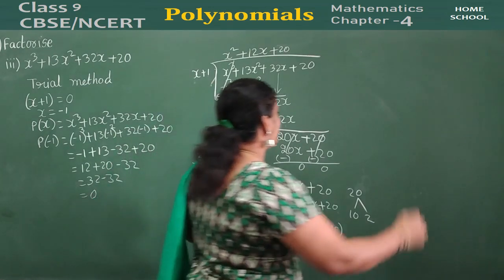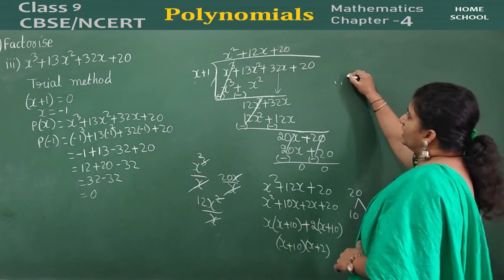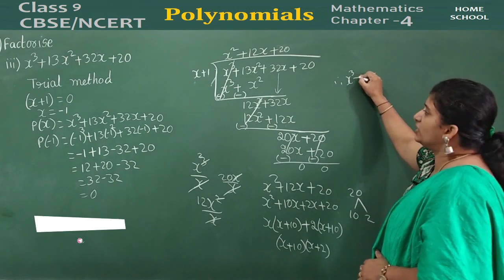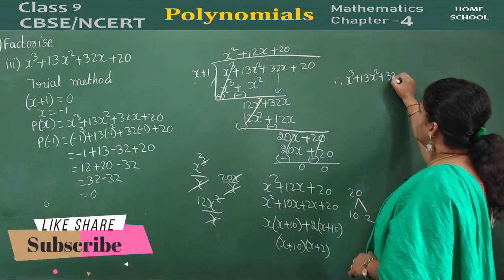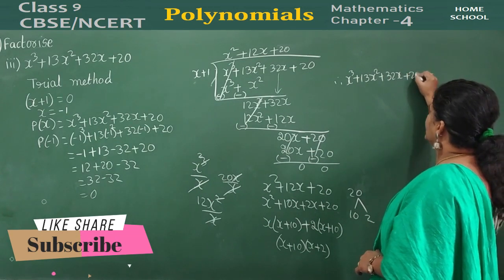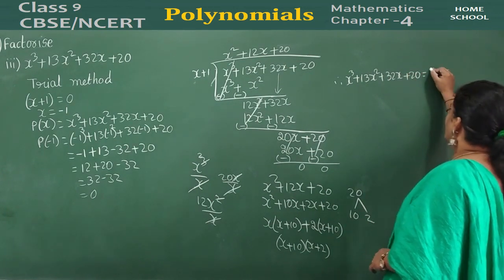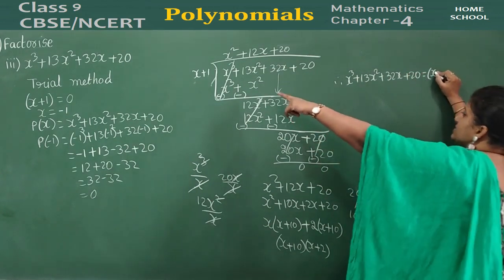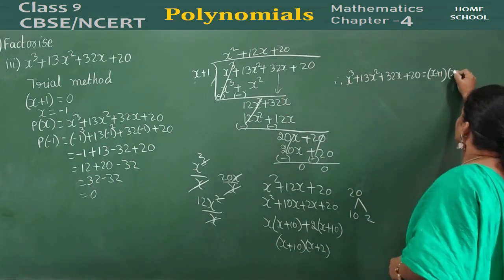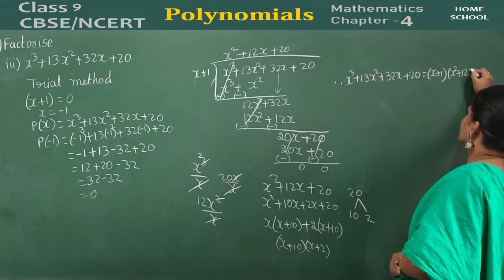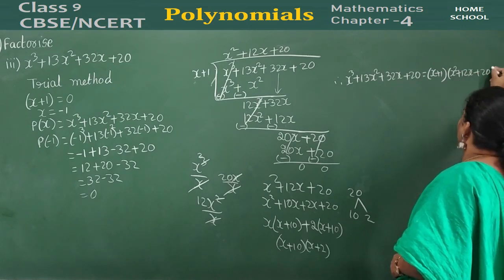So finally, what you can write? Therefore, x cube plus 13x square plus 32x plus 20 is equal to. The factors are first one x plus 1 and next write the quotient here x square plus 12x plus 20.